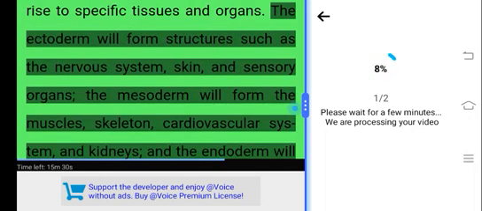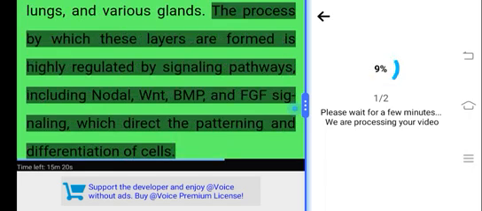The ectoderm will form structures such as the nervous system, skin, and sensory organs. The mesoderm will form the muscles, skeleton, cardiovascular system, and kidneys, and the endoderm will give rise to the digestive tract, liver, lungs, and various glands. The process by which these layers are formed is highly regulated by signaling pathways, including Nodal, WNT, BMP, and FGF signaling, which direct the patterning and differentiation of cells.